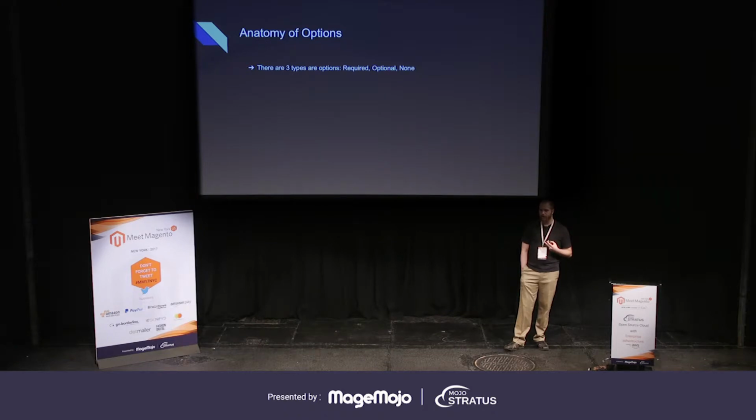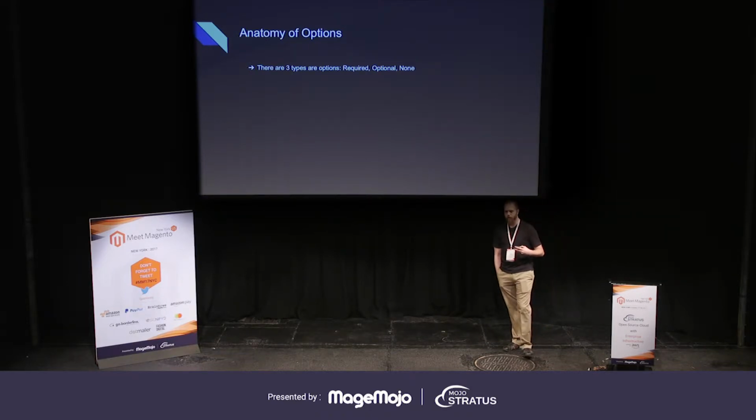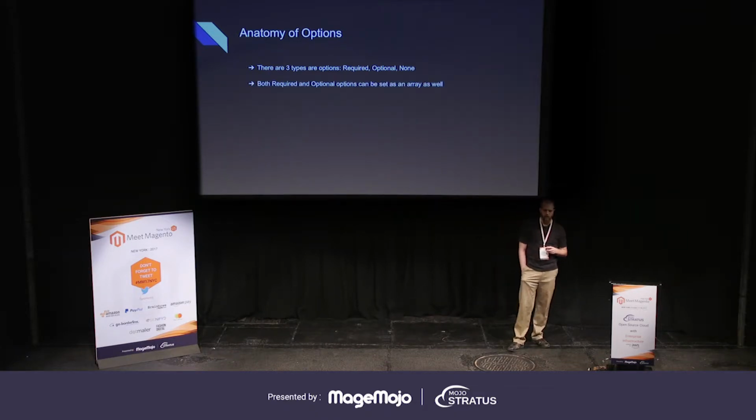The third option being none works just like the help option does. So you don't have to pass it a value. It's not going to expect a value. And whenever you call that option's value in the execute method, you'll get a Boolean value of whether it exists or doesn't exist whenever it was called. Like I said, both required and optional can be set as arrays.